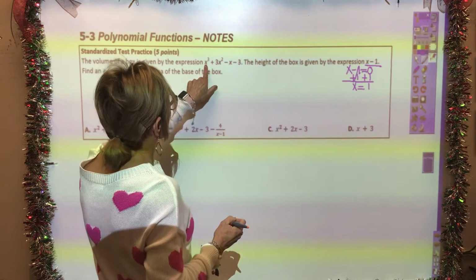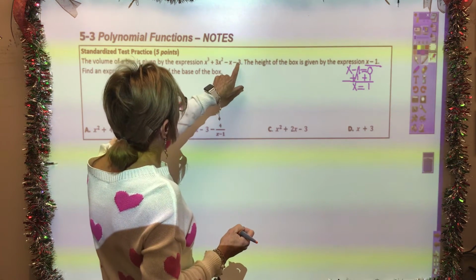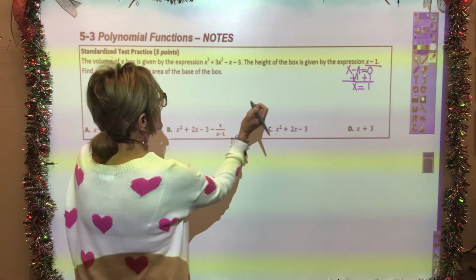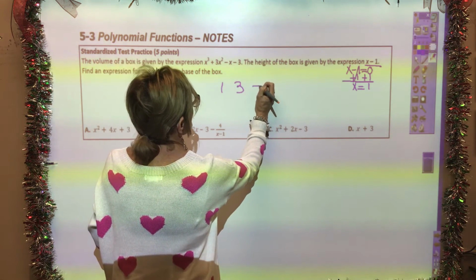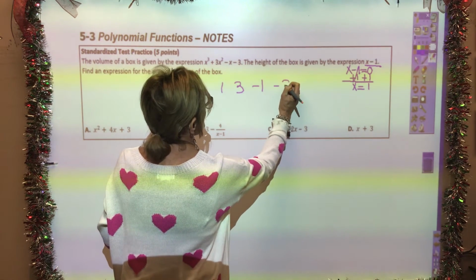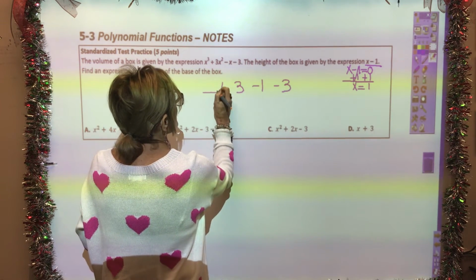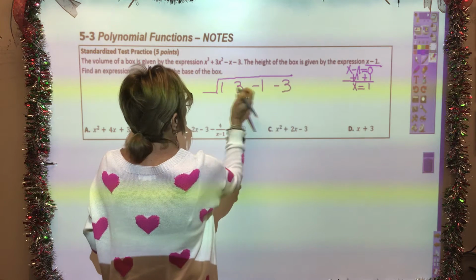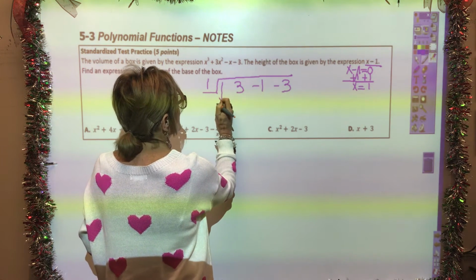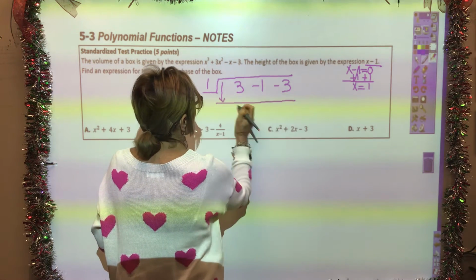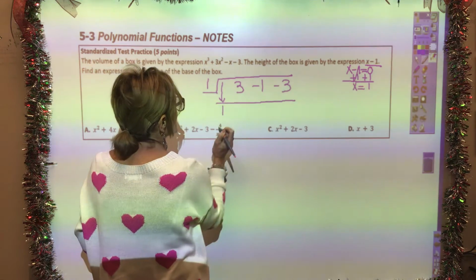Our powers go in descending order, 3, 2, 1, 0. So we write our coefficients, 1, 3, negative 1, negative 3, and we put our 1 out front. We draw our line, or our arrow, draw the line under the arrow, and bring the 1 under the line.